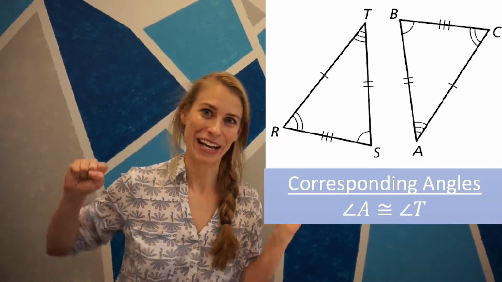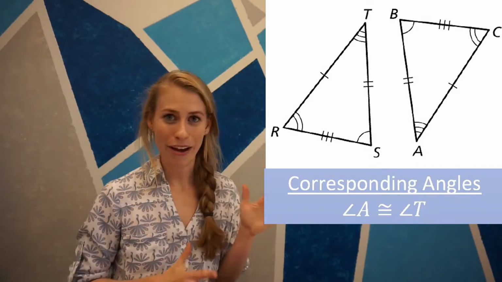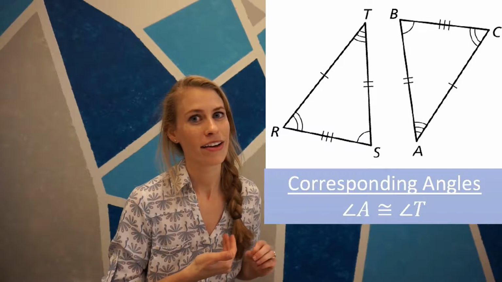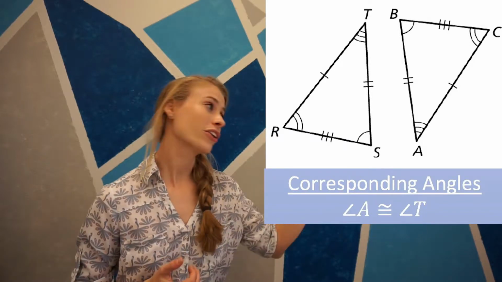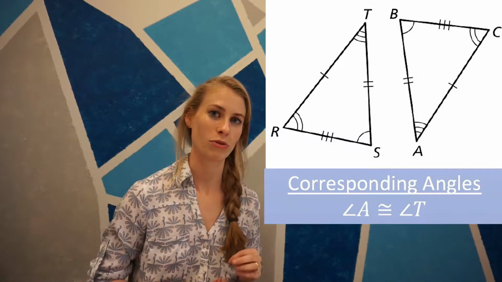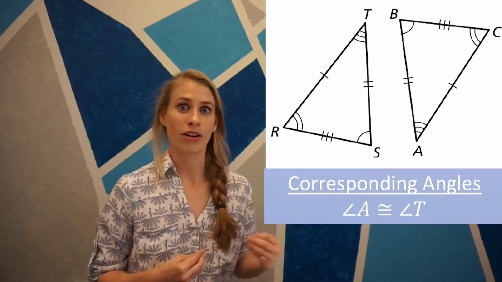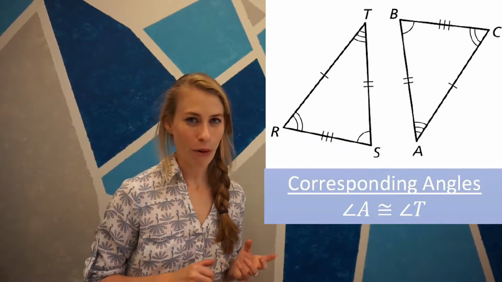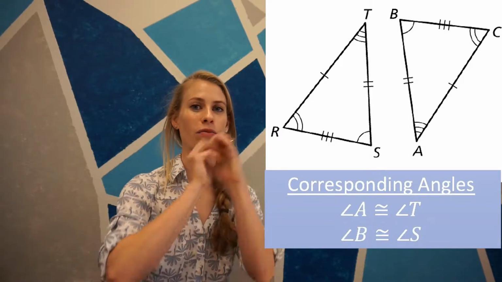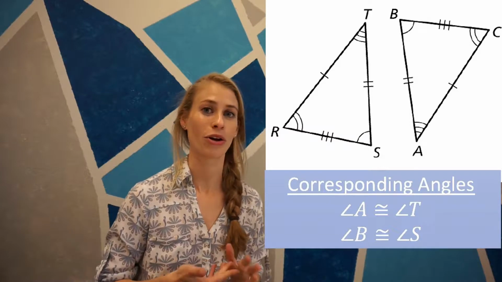Let's look at angle B. Angle B only has 1 curve inside its angle. So we're going to look at the other triangle and see if we can find an angle that only has 1 curve as well, because that lets me know that they're congruent. If we look, angle B is going to be congruent to angle S because they both only have 1 curve, and it indicates that they're congruent.